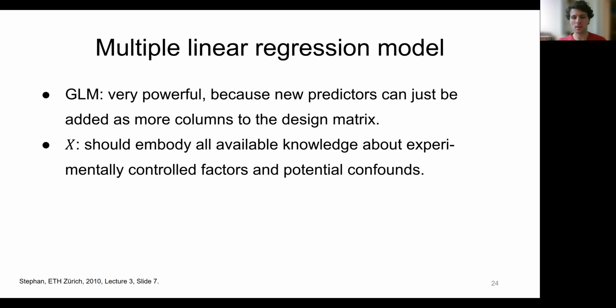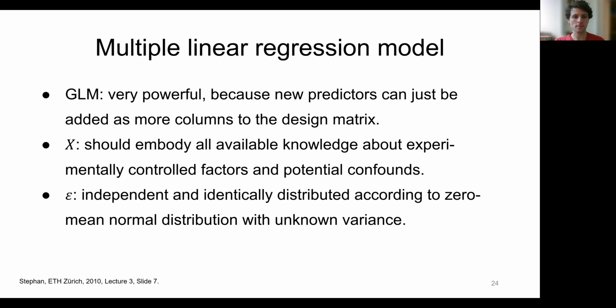So everything that you know about and that you have an assumption about has influenced the BOLD signal during your functional MRI measurements should be in the design matrix. Here in the GLM, the errors are assumed to be independent and identically distributed. This is also called the IID assumption, according to a normal distribution with a mean 0 and an unknown variance, which is called the noise variance, and which also has to be estimated.